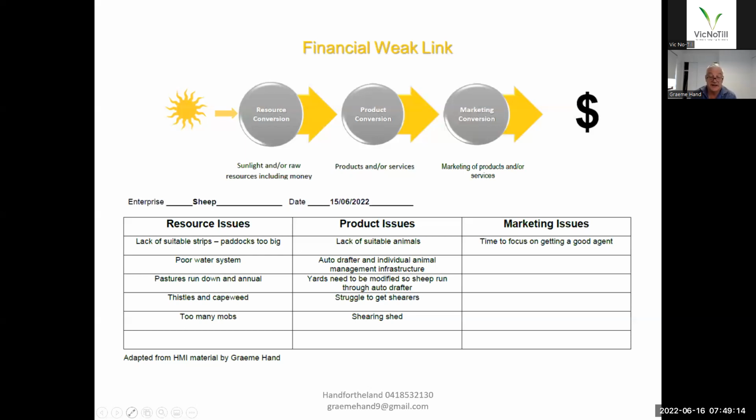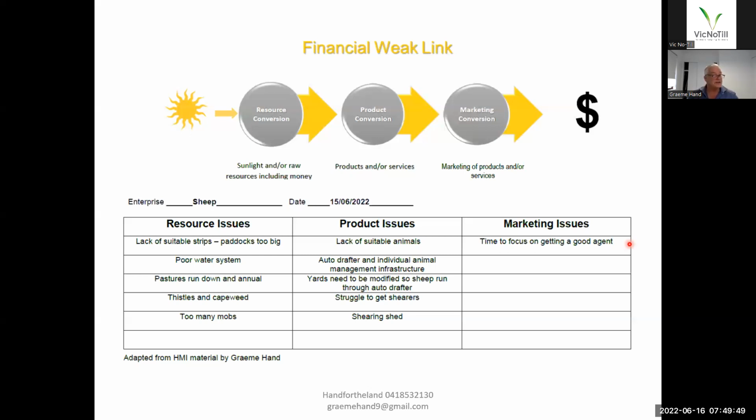So the yards need to be modified, and that can usually be low cost. I always get people to look at Bud Williams videos so that they can get the sheep to run through the auto drafter. And they're usually struggling for time. In the cropping sheep areas, they're flat out, and they struggle to get a good agent. If they're just doing a commodity product, the key marketing issue is a good agent.